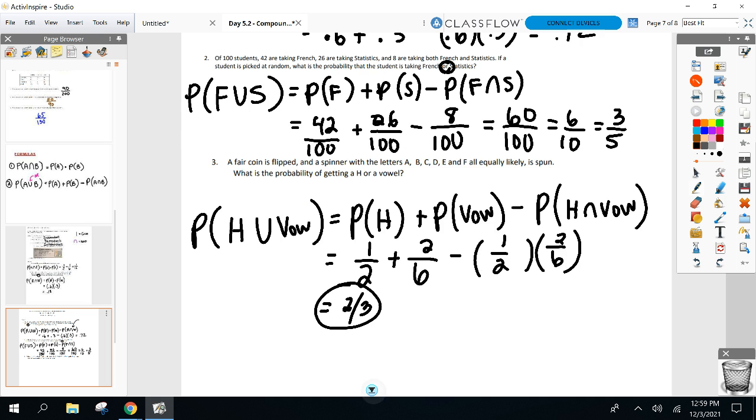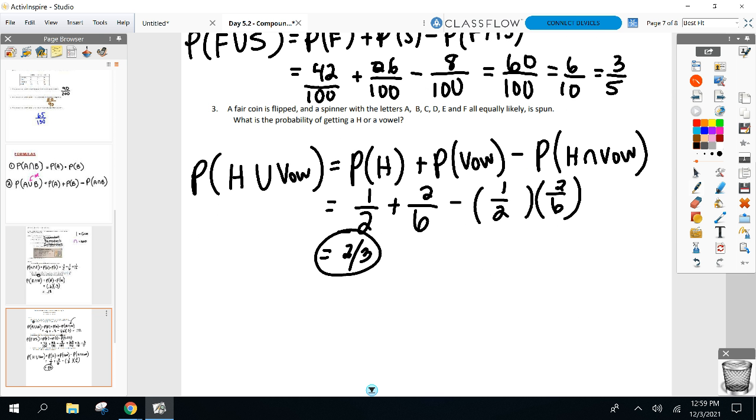Now I just want a quick comment. This could also be a problem where you list out everything: HA, HB, HC, HD, HE. But to me, it gets a little ridiculous listing out all these possibilities when I could just use a formula.